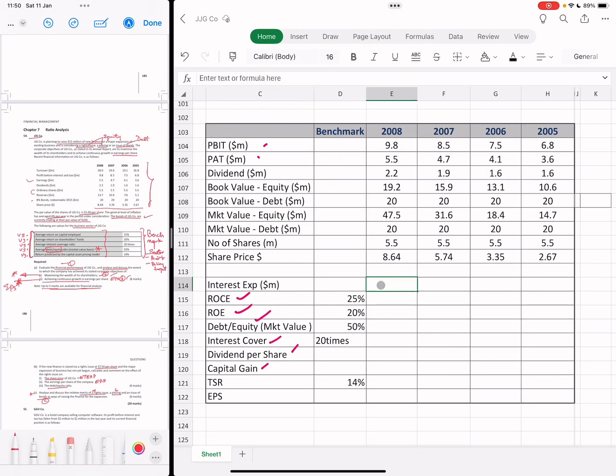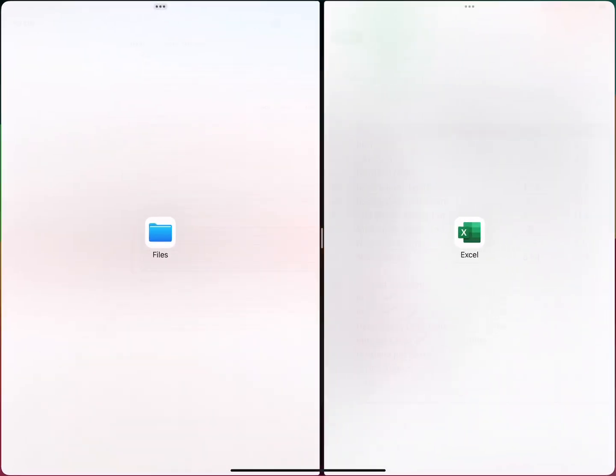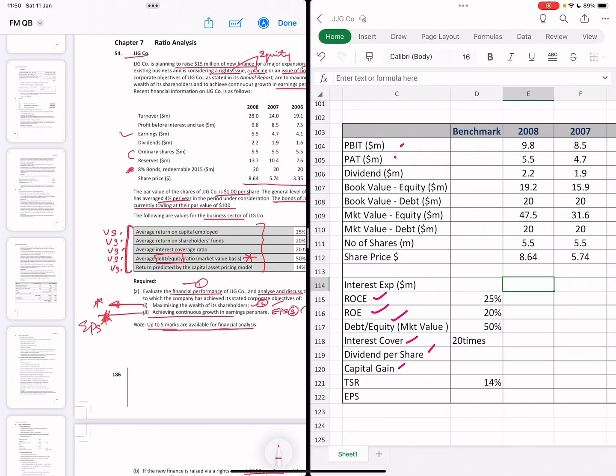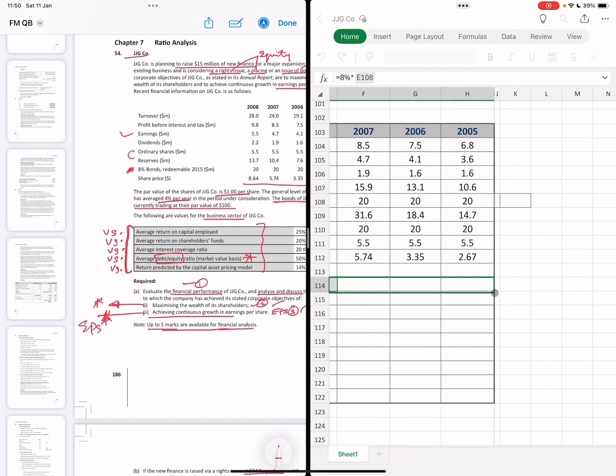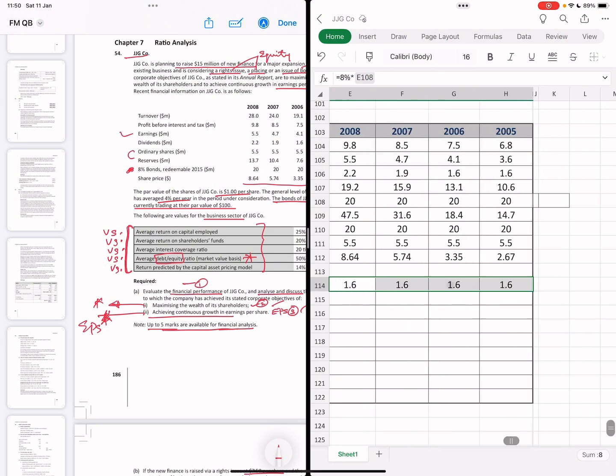Interest expense, let's calculate interest expense. To start with, the interest rate was 8%, it is there in the question. They gave us 8% of the bond. So the 8% of the bond value, which is 20 million, will give us the interest expense. So in that case, that is just equals to 8% multiplied by the bond book value, which is this. So we have that, and that will be the same for every year. That will give us the interest expense.